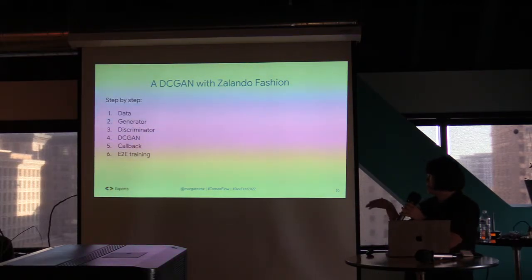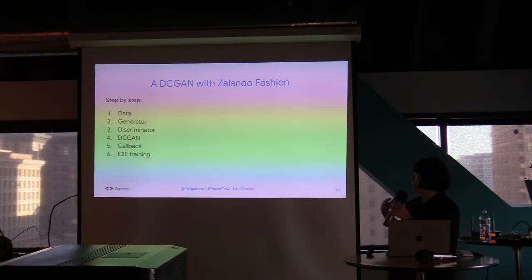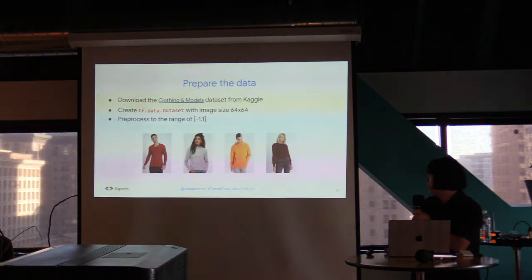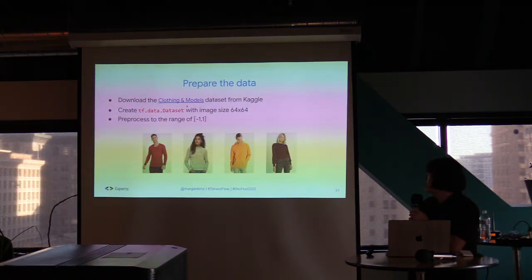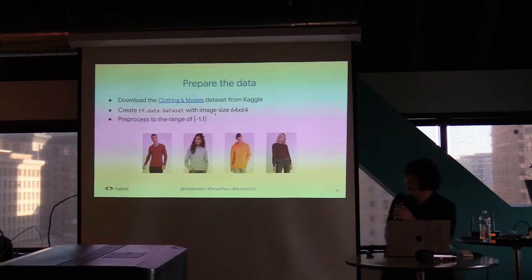And step by step, you need to get the data and you write the code for the generator, discriminator, and then you put together the DCGAN, the callback, and end-to-end training. This is with Keras. And to prepare data, you just download the clothing and models dataset from Kaggle, and because it's from Kaggle, it's ready for training. All you have to do is resize it to 64 by 64 and pre-process the range to -1 to 1.